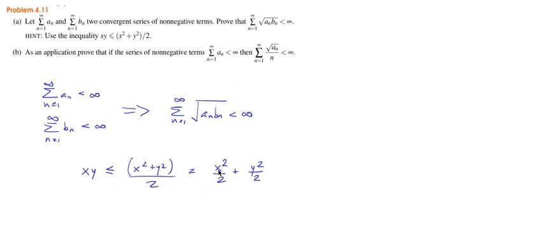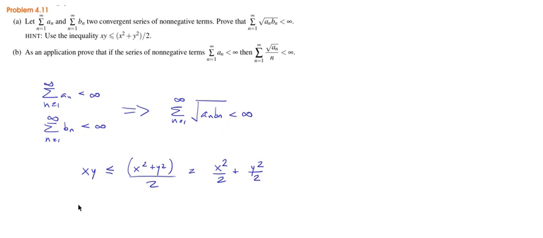But we want to relate x and y to a_n and b_n, right? Because these two series are convergent, if we use this inequality, we can apply the comparison test and make sure that this series will converge, right? So let's see, we want to prove that this series converges.